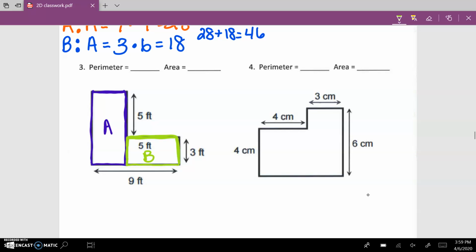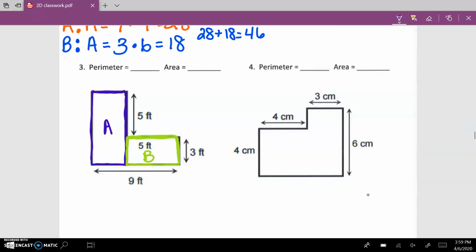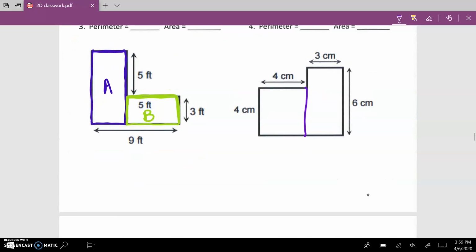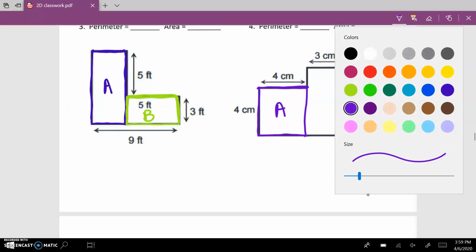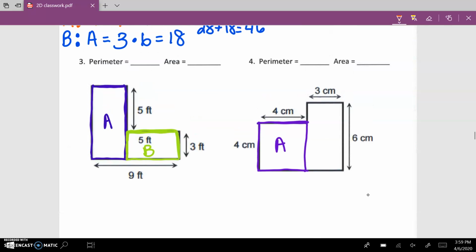Okay. And now the last one here, you could split it up into 3 shapes. I'm just going to leave it as 2 shapes. So off to the side here, it's going to be a square actually. So this will be shape A here in purple. And then everything else off to the right will be shape B.